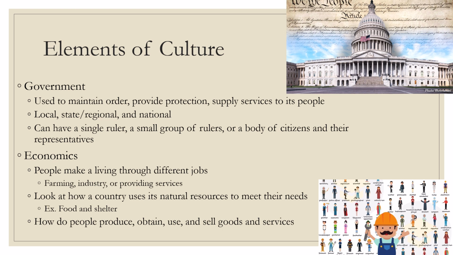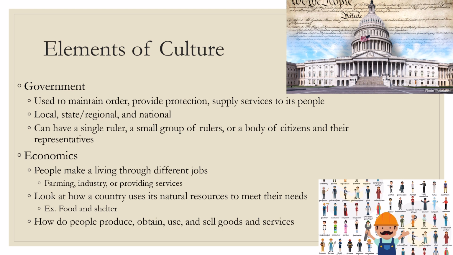We also, in the US, we have 3 different levels of government. We have our local or city government, our state government, and our national government. And some countries might have a single ruler, so maybe just a king, maybe just a dictator. They might have a small group of rulers. This is called an oligarchy. We generally don't see a lot of those anymore, but an example would be ancient Rome. And we could have a body of citizens with representatives, and that's what we have. We have a representative democracy. And a democracy is just where the people get to rule and the people get to decide.